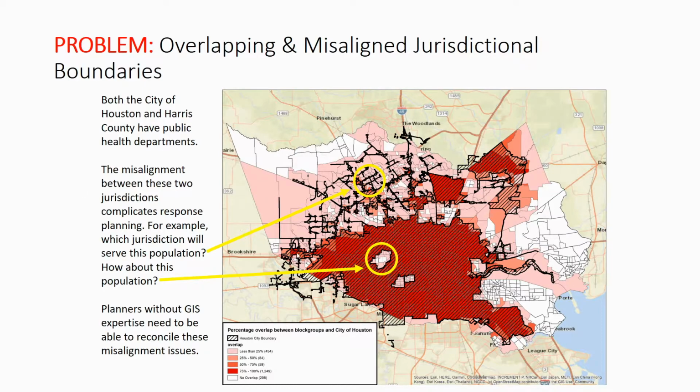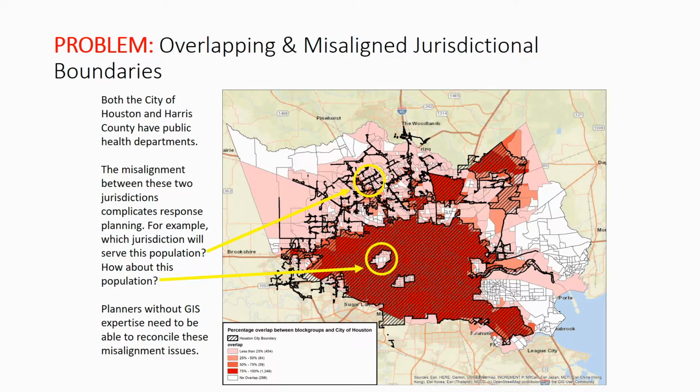So here on the map, we can see this is Harris County, Texas, and the diagonally shaded area is the city of Houston. Both of these jurisdictions have their own public health departments. Therefore, when it comes to either anthrax response planning or COVID-19 planning, whose responsibility is it to serve neighborhoods, people that live here? Well, technically, this is a hole in the middle of the city of Houston, so this would be Harris County. Same with here and here.